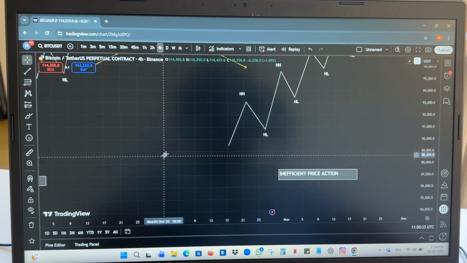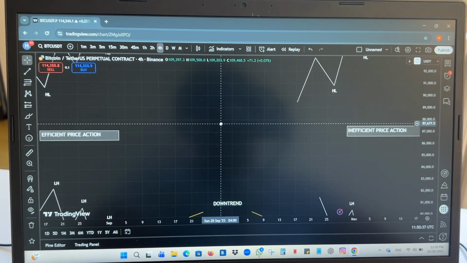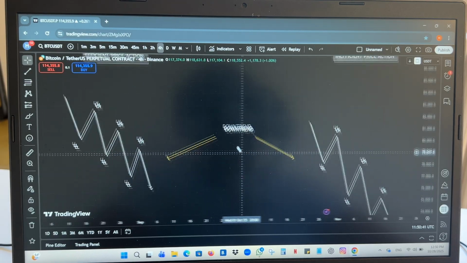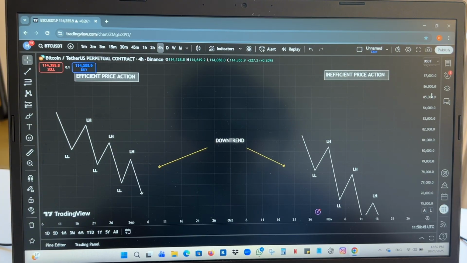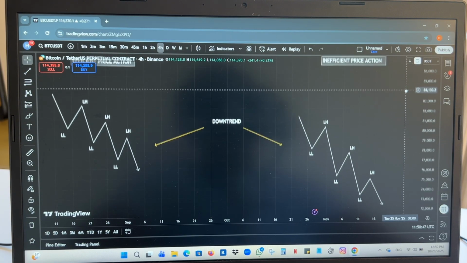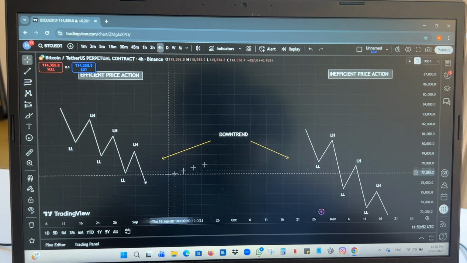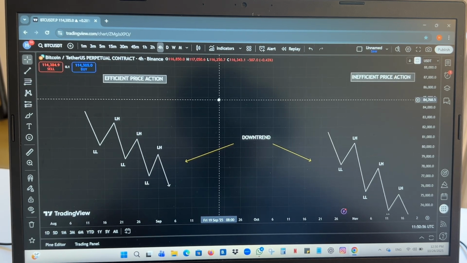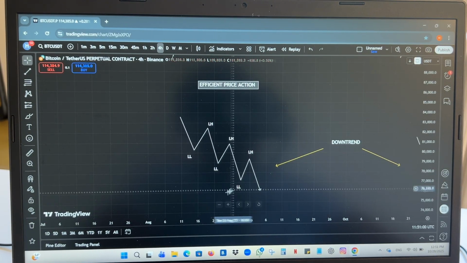Then let's talk about inefficient and efficient price action in a downtrend. As you can see, both of them are making lower highs and lower lows, with this one being an efficient price action and this one an inefficient price action. I have told you there are two types of price action, so let's first get into efficient price action.